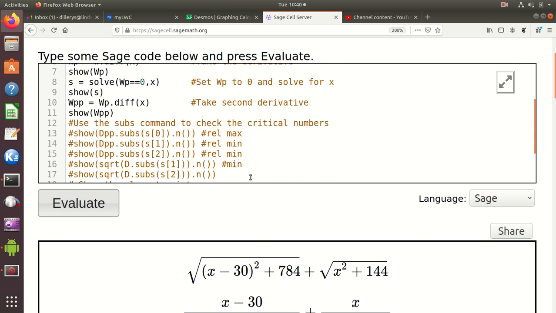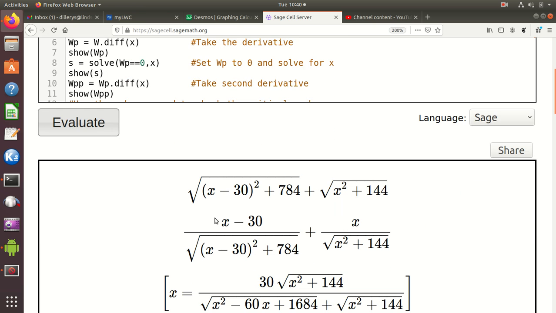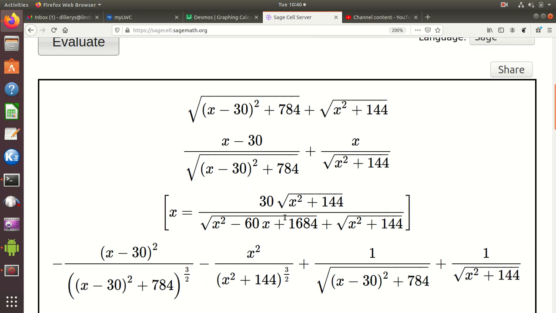Okay, so far so good. That looks good. There's my derivative, and there's the solution. That's nice, only one critical number. And there's my second derivative. And so, yeah, only one critical number. And, oh, wow, I just noticed. Look at this. It didn't come up with the answer.